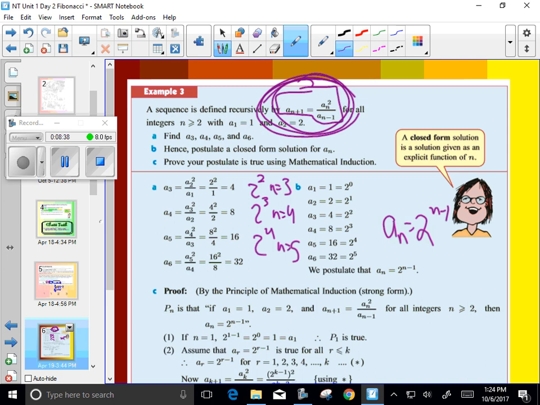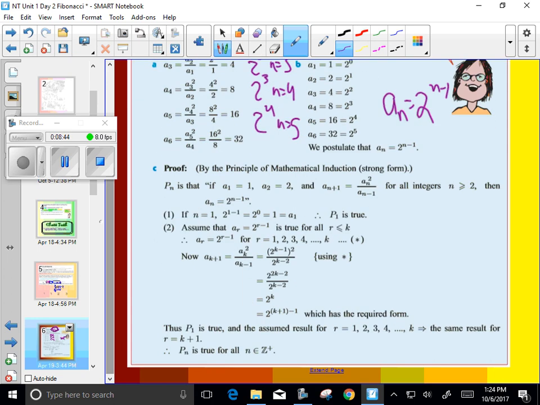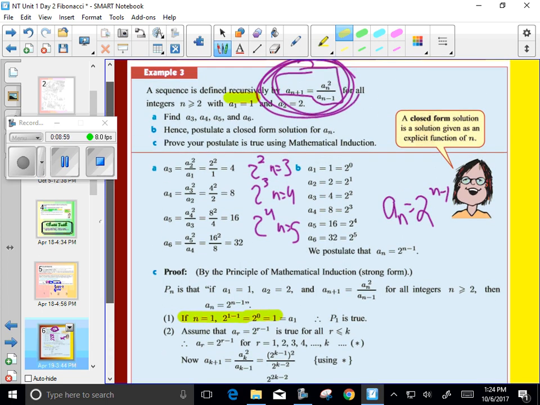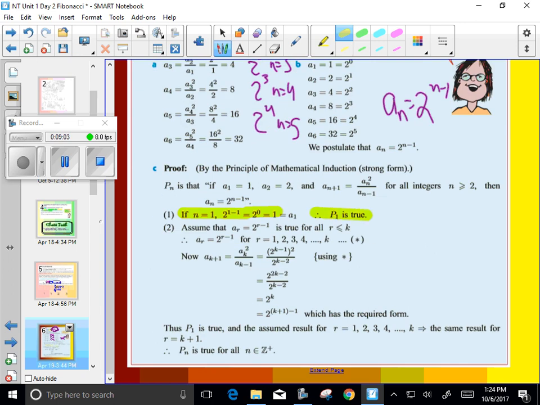So how are we going to do that? Math induction. So here goes. First step, and I'll highlight the first step. First step we're going to do like we always did. N equal to 1. 2 to the 1 minus 1. What's 2 to the 0? 1. Was that our first term? Yeah. So then we would say true for P of 1.